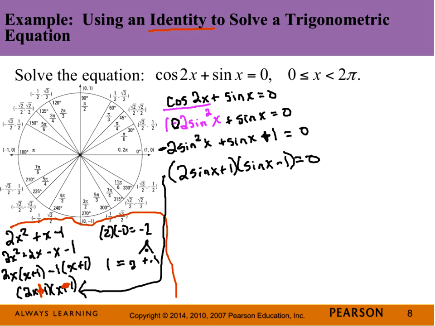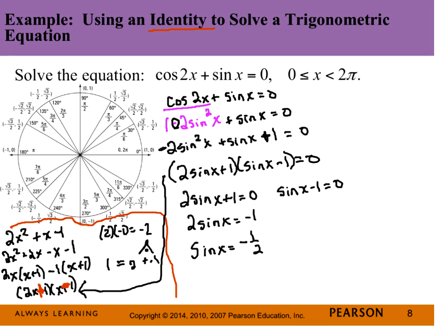And that's equaling 0. So now, once again, I have a product equaling 0. I can use my zero product property to solve. So 2 sine of x plus 1 equals 0. And sine of x minus 1 equals 0. So I'm going to subtract 1 from both sides. So 2 sine of x is negative 1. Divide both sides by 2. So the sine of x is equal to negative 1/2.